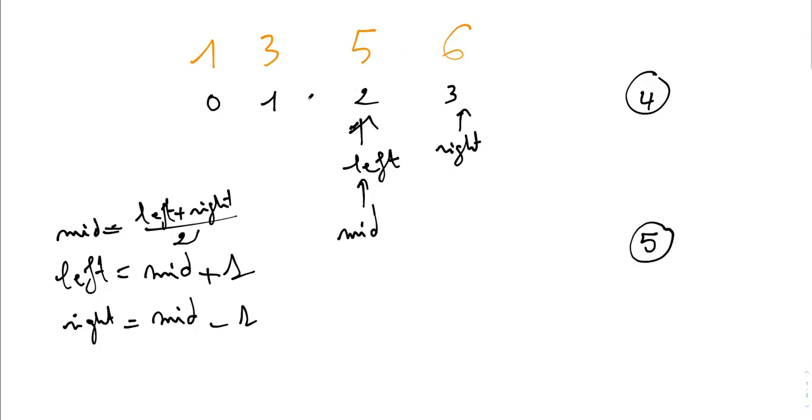Now again I need to do some checks. First of all, is the value at the mid index equal to the target? That's not the case. Okay, so we move to the next check. Is 5 greater than 4? 5 is not less than 4, it is greater. So now the right must be mid minus 1.